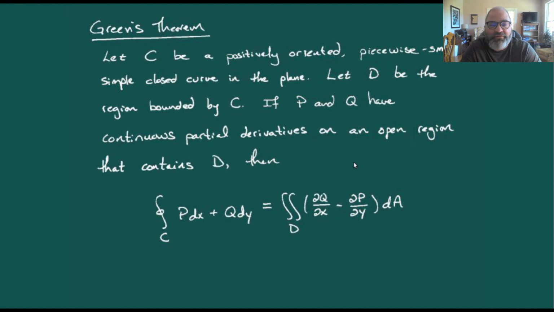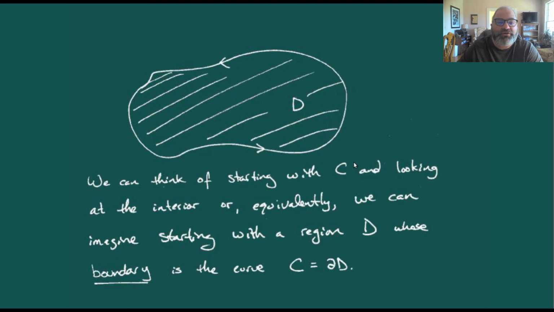Let's dissect this a little bit more and understand what all of these pieces are actually talking about. Instead of starting with C and looking at the interior, we can imagine that we're starting with some region D. That region D has a boundary, and that boundary of D is actually what we're going to mean by our curve C.